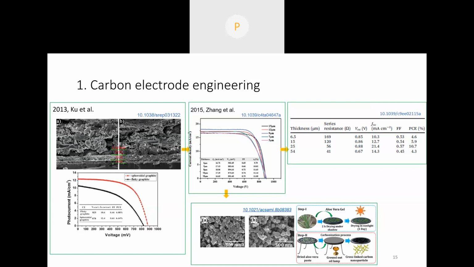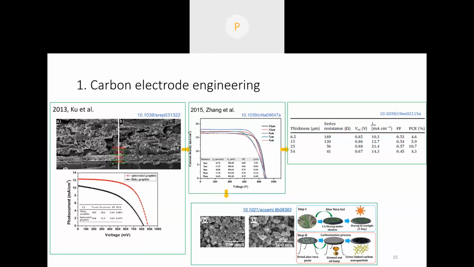flaky carbon-based solar cells. Similarly, in 2015, Jung et al. checked the effect of the flake size of the graphite on the performance, and they came up with 11.63% efficiency with the 9 micrometer size of graphite. So if anybody of you is planning to work on carbon-based perovskite solar cells, these are some of the points which you can pick to improve your devices.